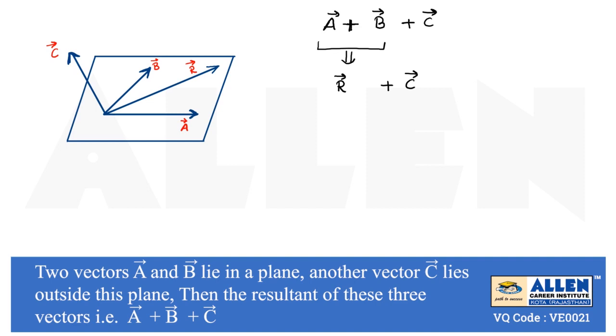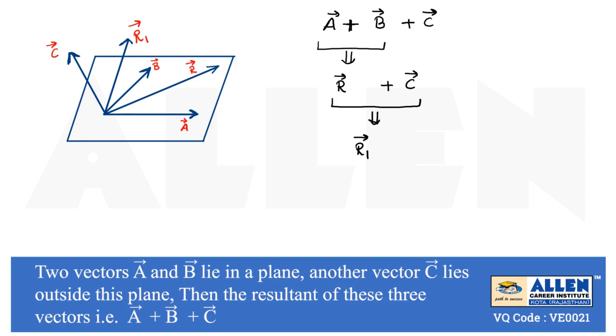Suppose the new resultant is represented like this. So this is representing new vector, that is the resultant of r vector and c vector. Suppose it is represented by r1 vector. So r1 vector is the new vector which is the resultant of r vector and c vector. So once again, r vector is the resultant of a vector and b vector, which lies in the same plane as that of a and b. And new vector, that is r1 vector, it is the resultant of vector r and c, which lies in the plane as that of r vector and c vector.